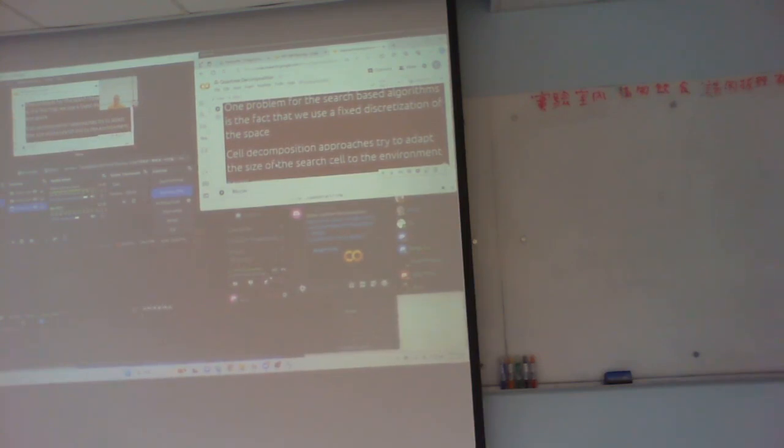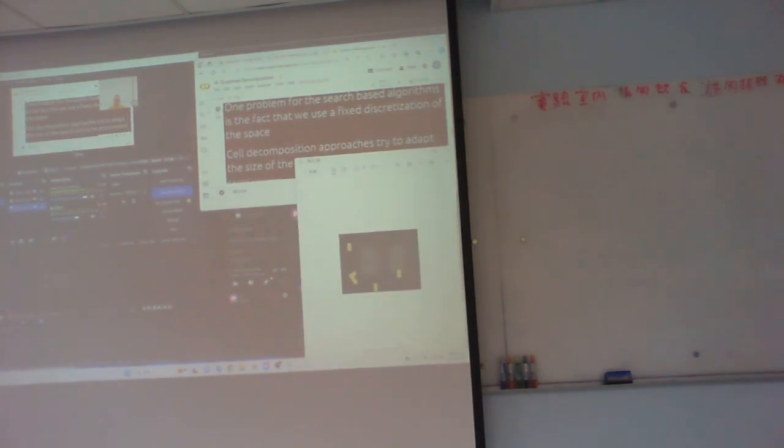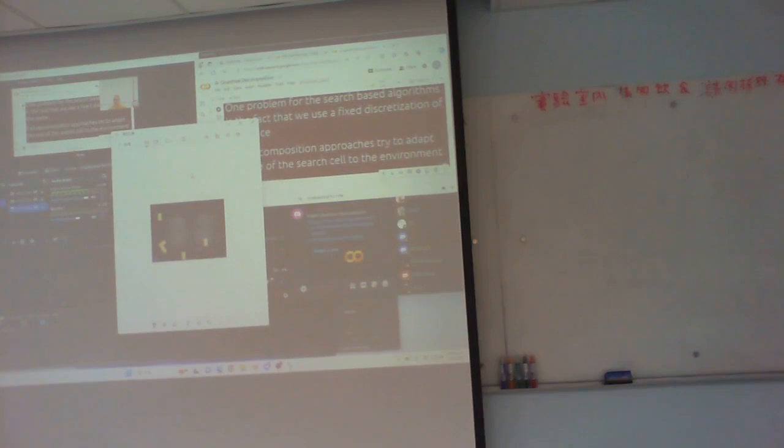And how do you think cell decompositions can adapt to the environment? What would be the crucial feature for determining the size of a cell? If we look at the image here that I just took, I think we all agree that here we want to have a large cell, right? And here we want some smaller cells. And maybe here we want some medium-sized cells. But why?